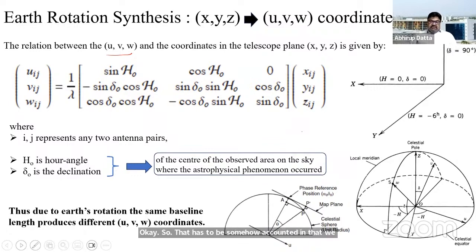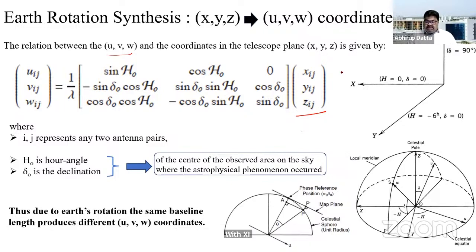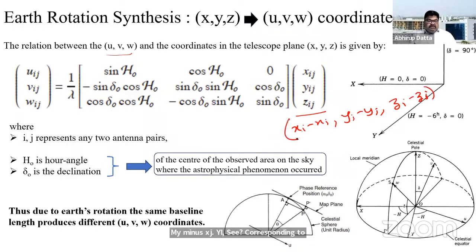Okay, so that has to be somehow accounted for when we define this coordinate system for interferometry. Now that forces us not to just stick to the coordinate system of the antennas on the ground, which is expressed by X, Y, and Z. We have shown this earlier, last week as well, where Xij, Yij, and Zij are nothing but Xi minus Xj, Yi minus Yj, and Zi minus Zj, corresponding to any two antenna pair given by i and j.